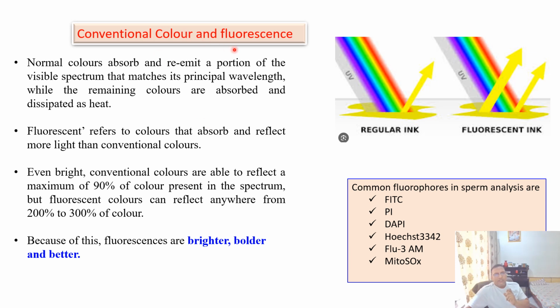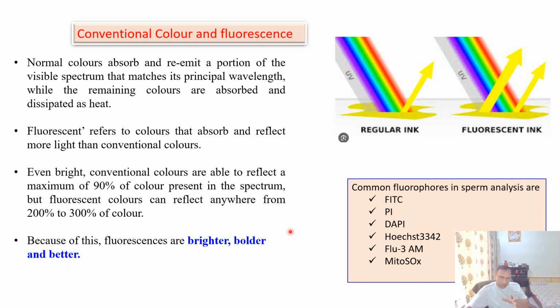So what is conventional and what is fluorescence? In this figure, you can see this is regular yellowing and this is fluorescing. Obviously, we see the color of light that is reflected. Here the reflection of light is less, while in fluorescing the reflected light is more. So it is called fluorescing. Fluorescence is brighter, bolder, and better than regular.